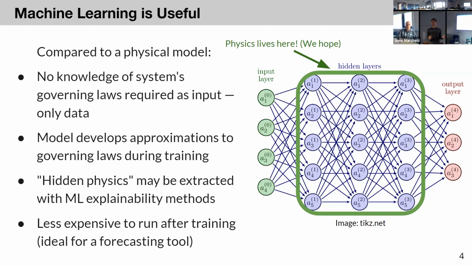And then importantly for forecasting, once you train a model, which does take a long time, afterwards you can run it almost instantaneously. You can do what they call inference or forecasting. You can say, okay, given this set of input parameters, what is going to happen? And that is very, very fast.